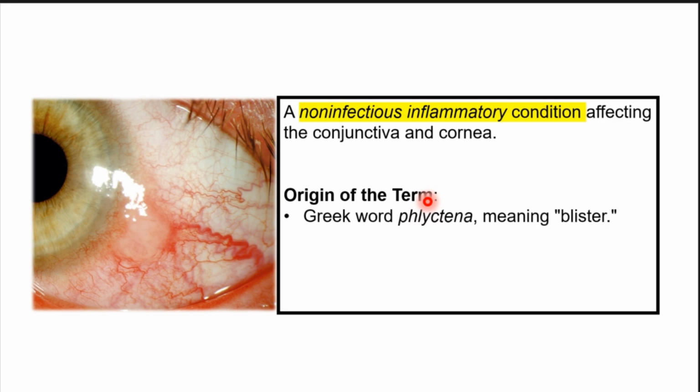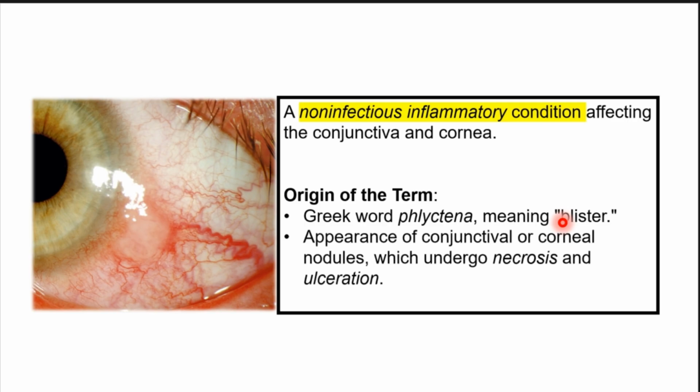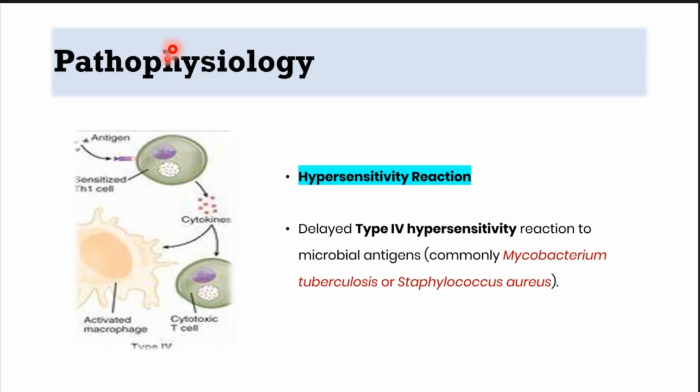The term is derived from the Greek word phlyctena, which means blister. It refers to the appearance of the conjunctival or corneal nodules, which will ultimately undergo necrosis and lead to ulceration. What is the pathophysiology behind Phlyctenular Keratoconjunctivitis?